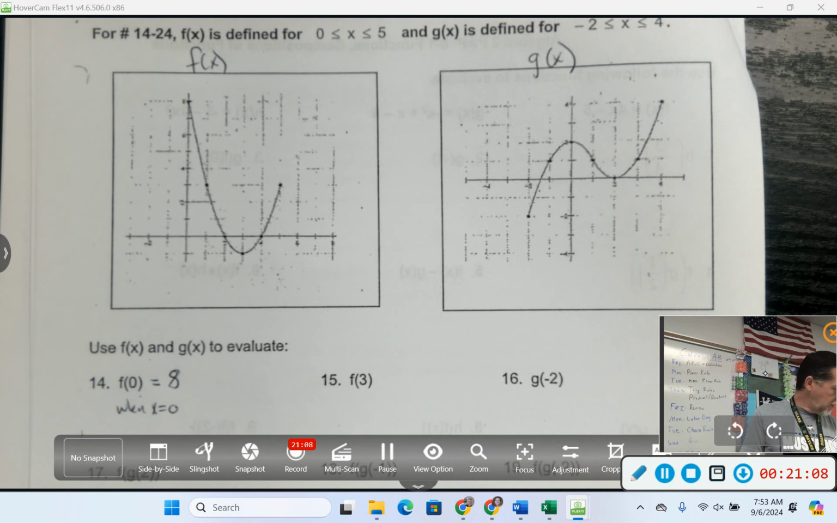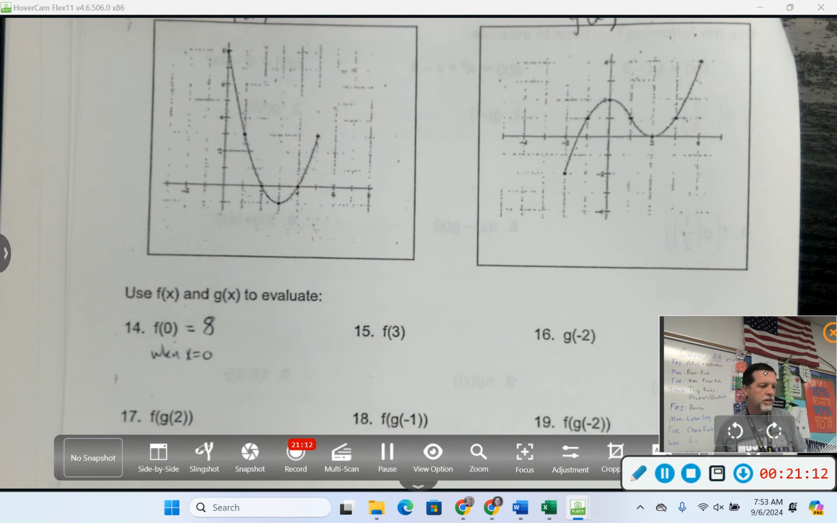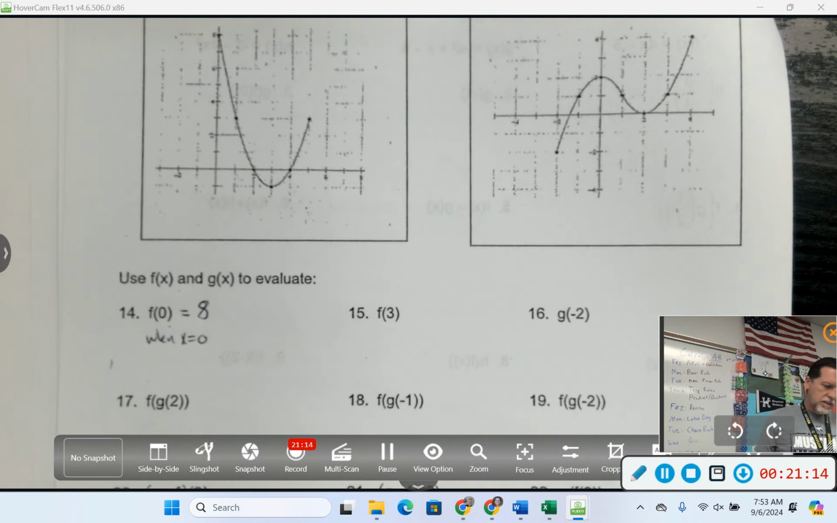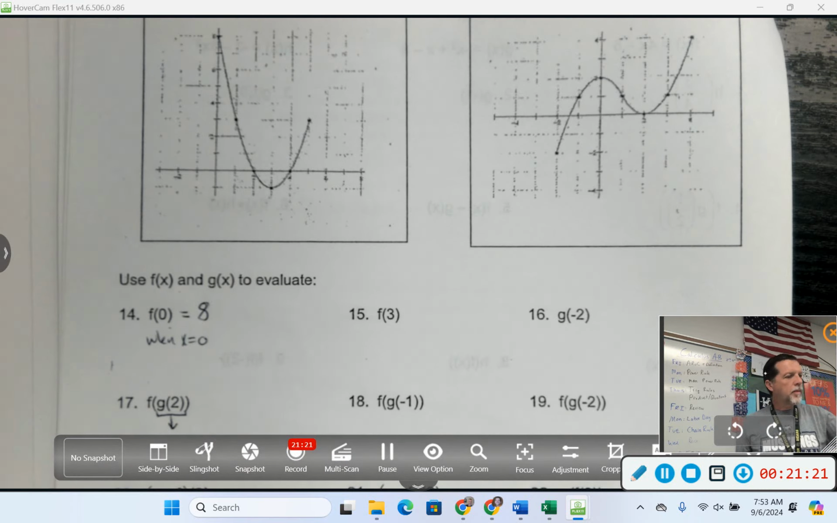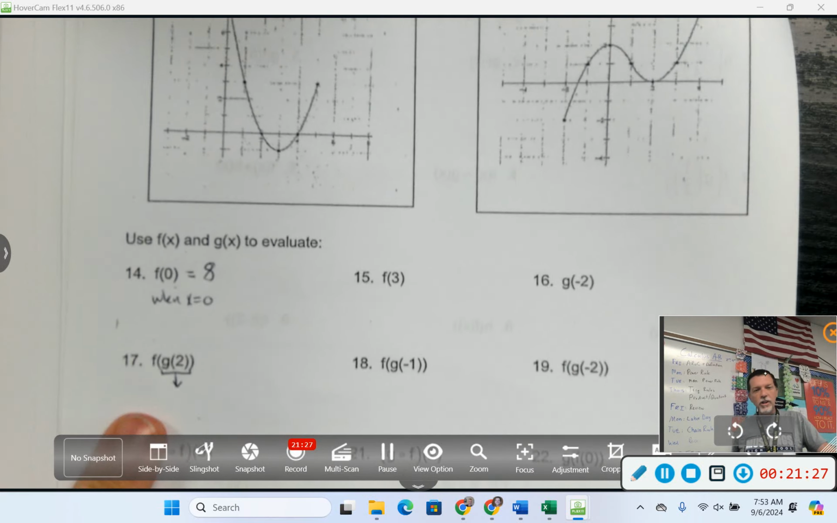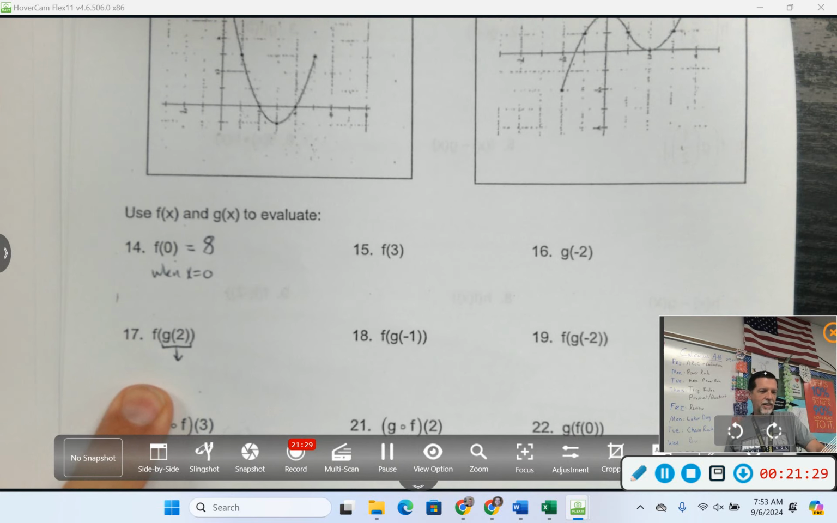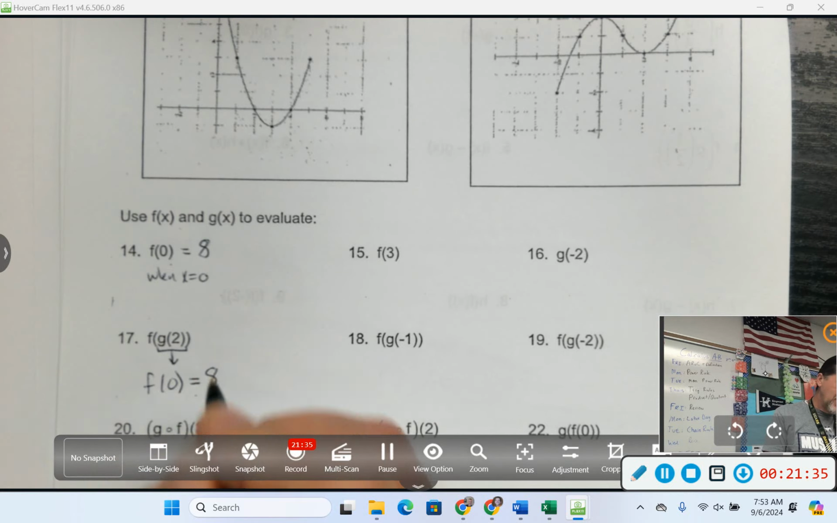Let's jump down to number 17, f of g of 2. So job 1 would be g of 2. I'll start picking on people here. Yes, g of 2 is 0 because I go look at my, make sure you look at the correct graph. So it's just f of 0 again. And yes, that is f of 0, which we already found to be 8.